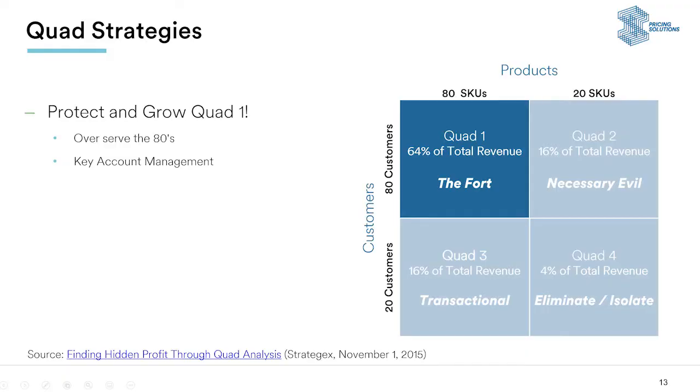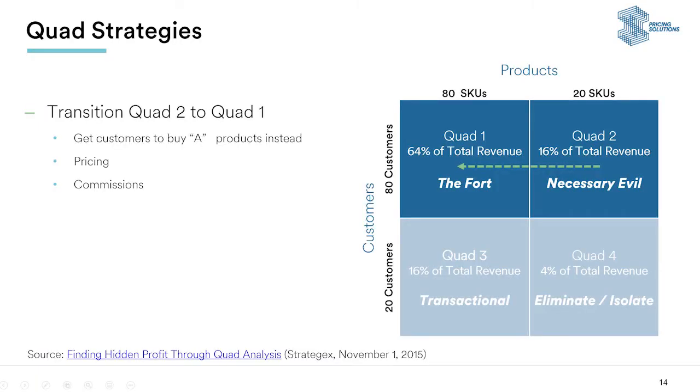Okay, so first of all, let's just talk about how to strategically... so ITW's keen insight was, we're going to treat these quads differently. We're going to go deep and we're going to treat them differently. So quad 1, they called it the fort. We're going to protect it and we're going to deploy 2 core strategies. We're going to overserve 80s customers. Overserve, overdeliver growth with those accounts. That's where we're going to grow. And then we're going to have key account management that's going to help us do it. We're going to get so close to these customers that we're able to anticipate and grow.